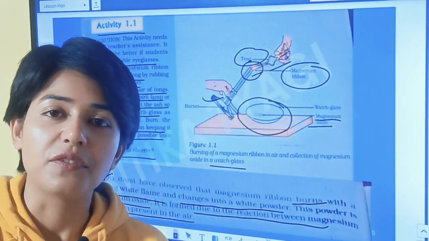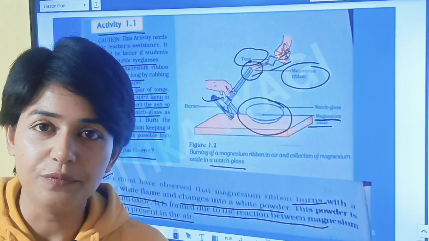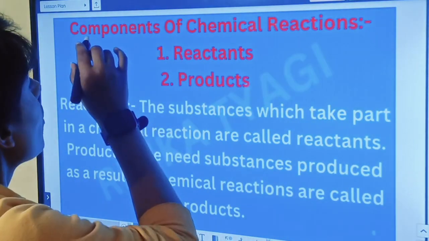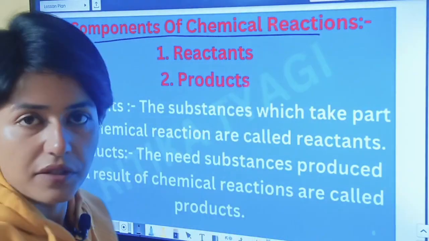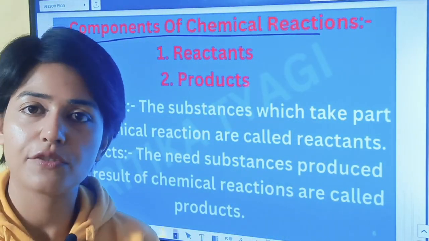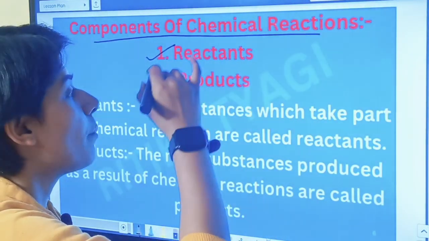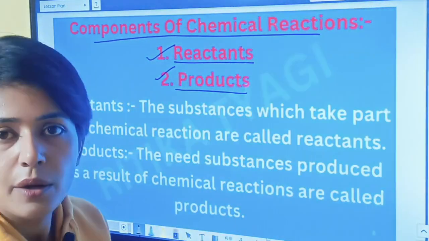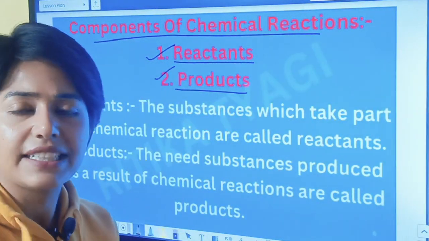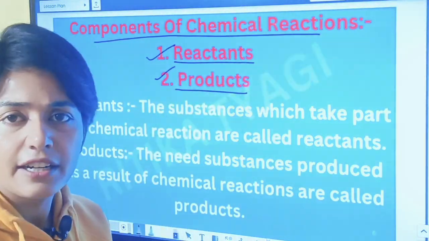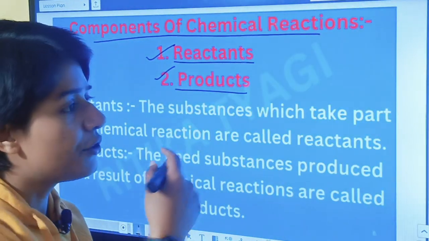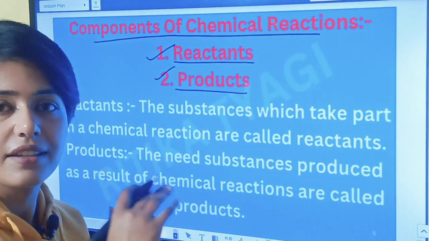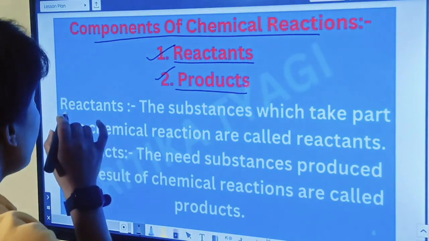I hope this activity is clear to all of you. The next topic, second, components of chemical reactions. What are the components of chemical reactions? There are mainly two components of a chemical reaction. The very first, reactant, and the second one is product. What are these reactants and products? How do we define them? What are their examples? How do we identify them? We discuss all these questions in this session.